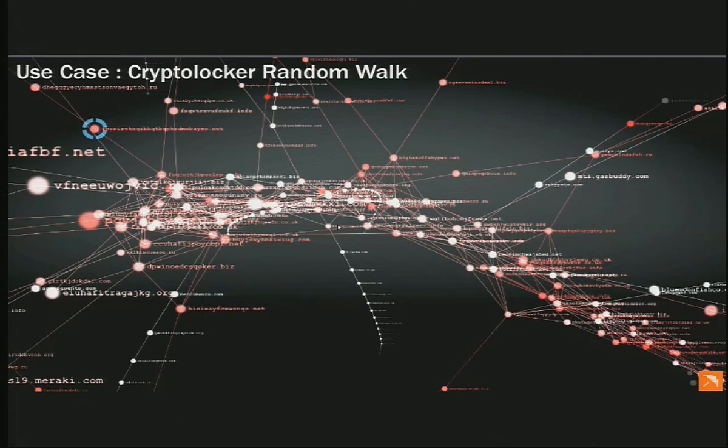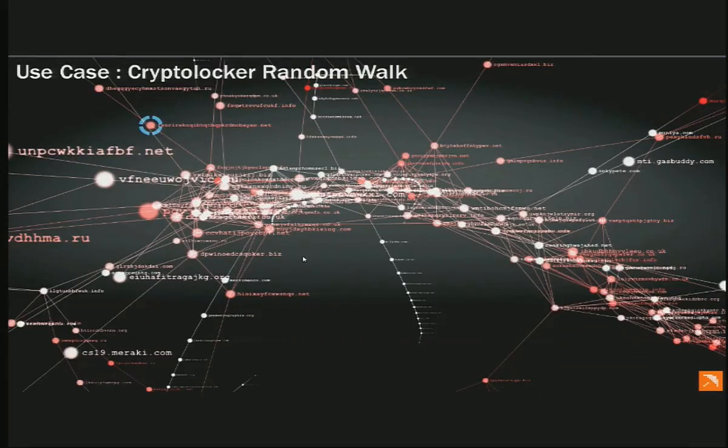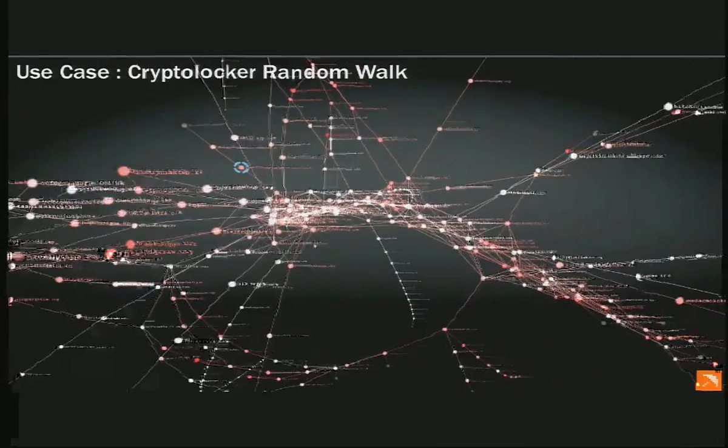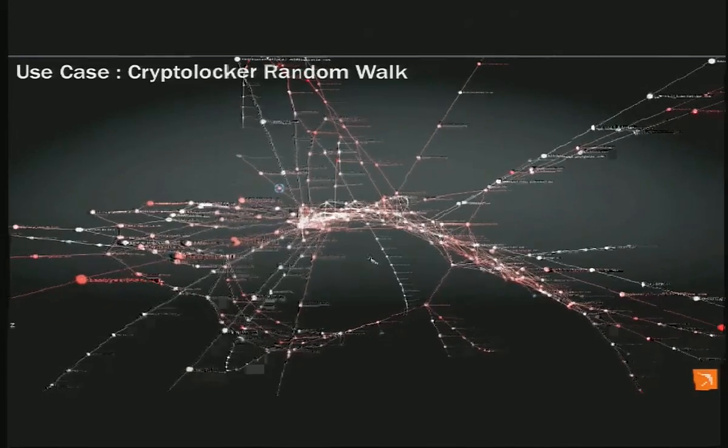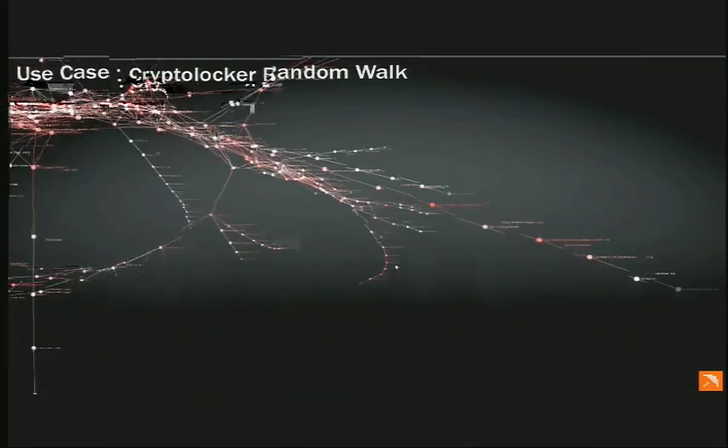And also the color code here is a map on the DGA score. So it's completely mapped on the red gradient. So if it's really red, it means that it's very likely to be a DGA.